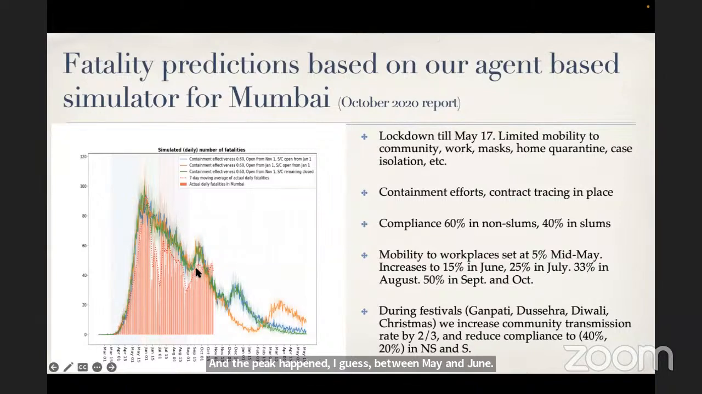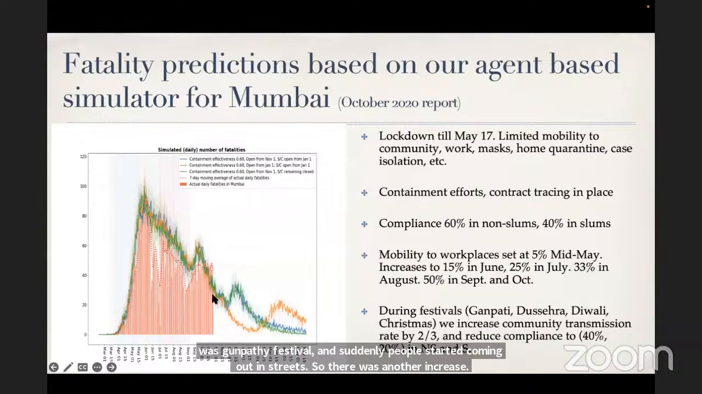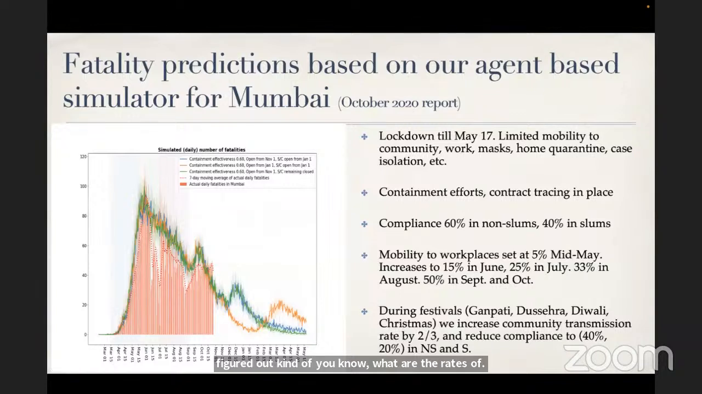And thereafter, there was some decline. And then again, a peak happened here. This was because there was the Ganpati festival, and suddenly people started coming out in the streets. So there was another increase. And thereafter, the numbers came down. We had learned a lot. So when we saw this steep increase, we tried to match it in our simulation model. And we figured out what the rates of infection are at home, in communities, in school, in workplaces, etc. We chose them, based upon our understanding of the data and to match the slope exactly. So this was a fitting exercise, and there were restrictions imposed, and we saw that these restrictions were more or less explaining all this. And again, we tailored our model to match the fatality data.